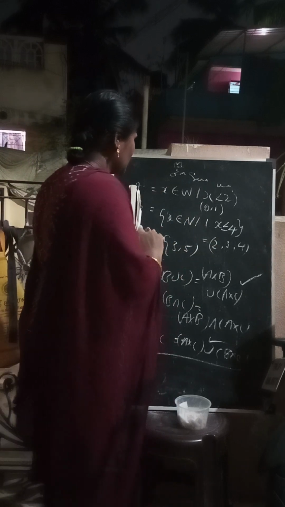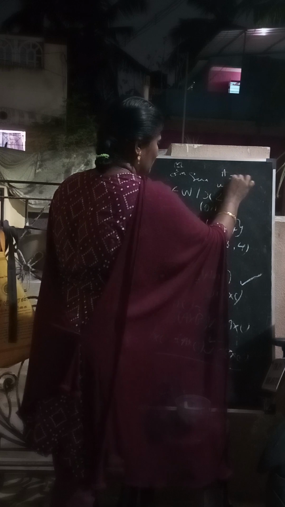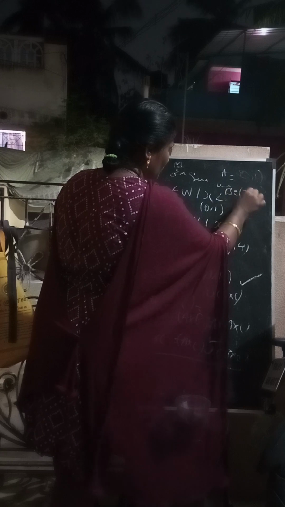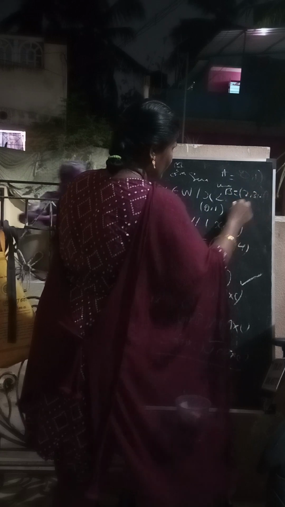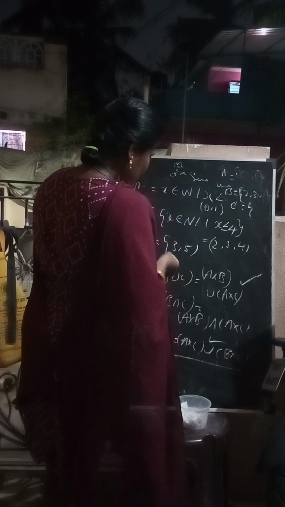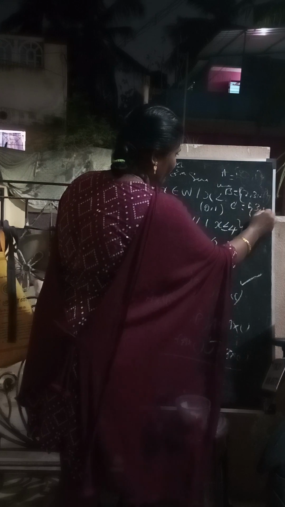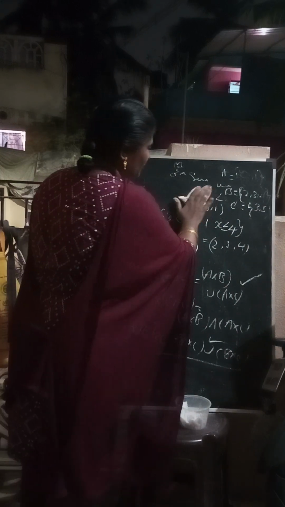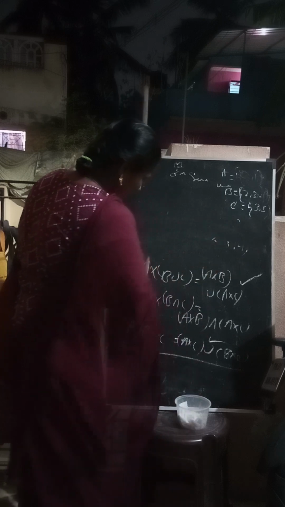So here I write A is equal to 0, 1. Then B is equal to 2, 3, 4. Then C is equal to 3, 5. So we do the problem here. Let us take down the solution part. Right now we are doing the solution part friends.